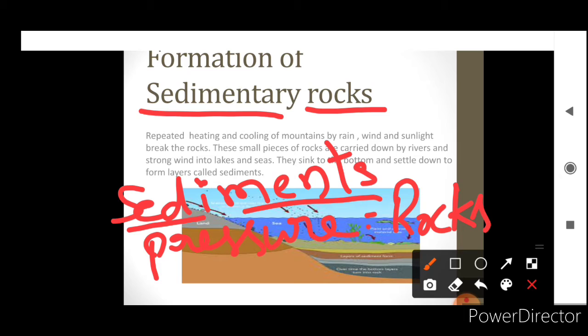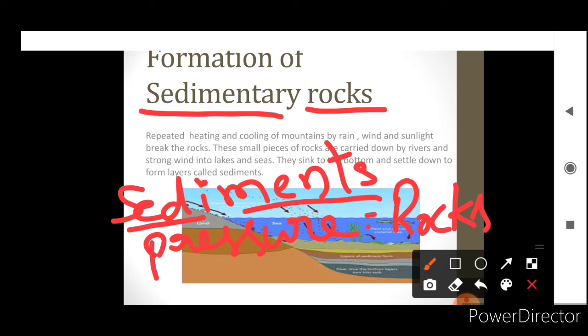Understood now? Due to continuous heating and cooling of mountains, they break down, and the small pieces of rocks fall down through the lakes and enter the seas. They settle down at the bottom of the sea, and some pressure is created there. Due to this pressure, the rocks are formed. Such rocks are known as sedimentary rocks.